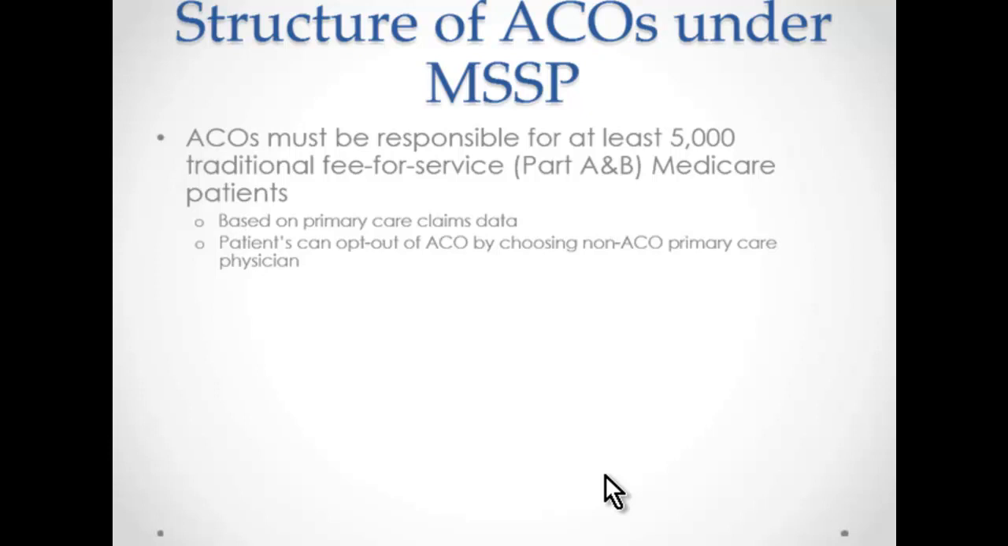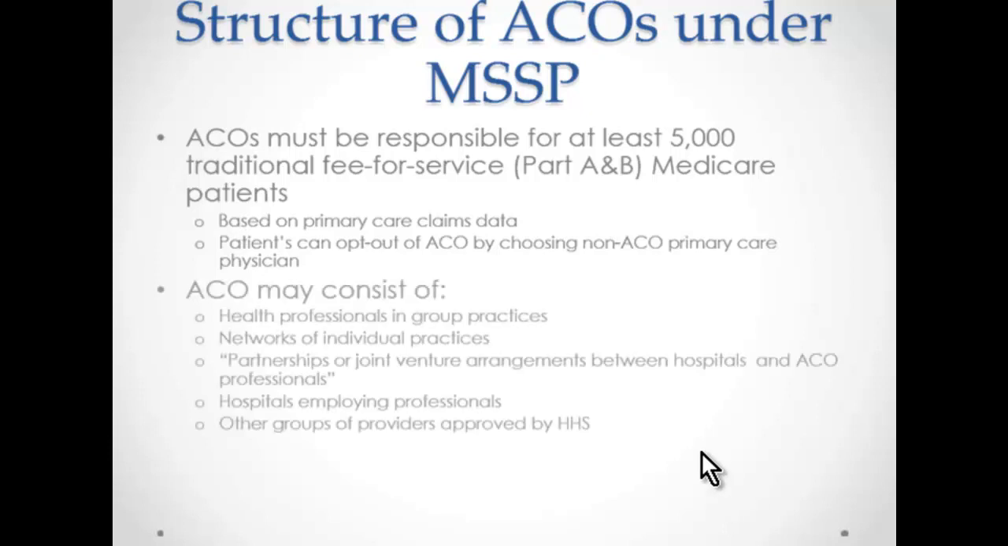So if an individual has a Medicare billing claim for a primary care physician that is part of an ACO, that patient is part of the at least 5,000 patients that are included in this ACO population. And the patient can change his or her primary care provider if he or she does not want to be part of the ACO.